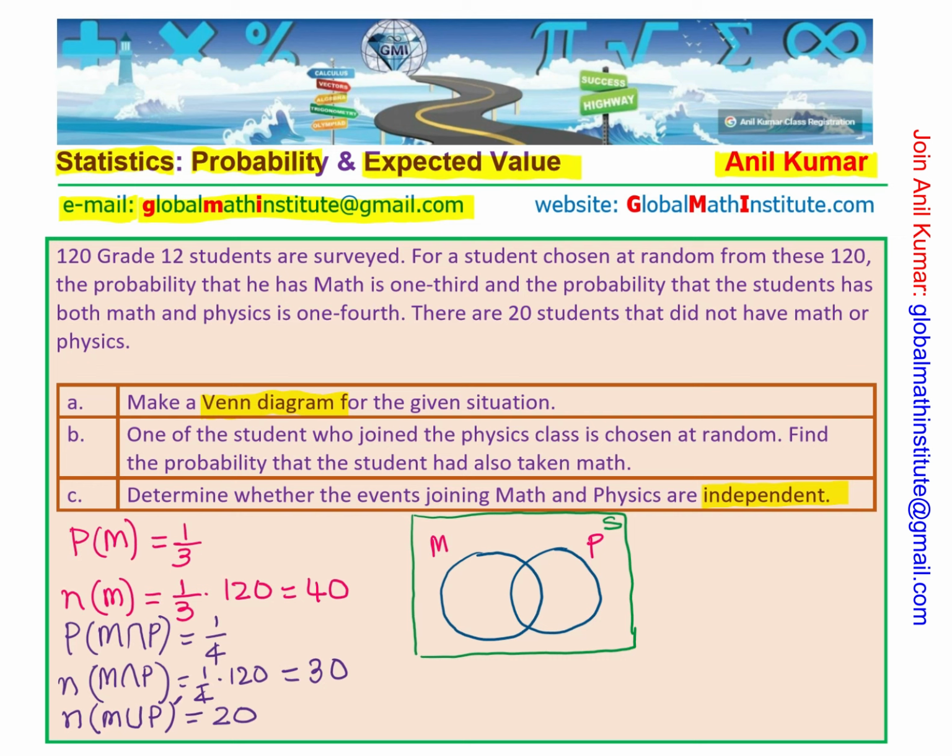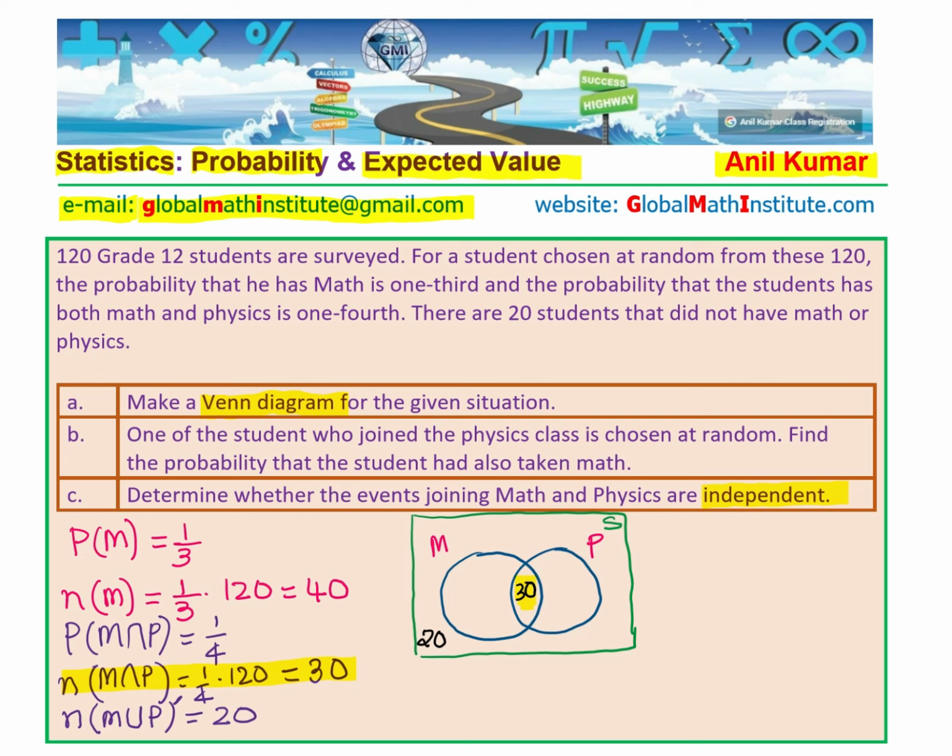Now, 20 students did not do anything. Let's put them outside. 20 are outside. Correct. Now start from inside out. Math intersection P is 1/4. So 1/4 will be 30, right? So this 30 comes here. So what we have done here is put the number of students who took both math and physics in.